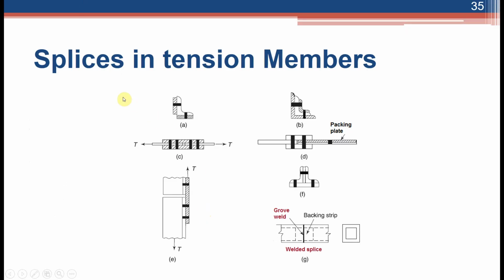Splices. So splices in tension members: here these two tension members are to be joined. These are connected together by using a splice. So this plate is nothing but a splice. Again these are the two cover plates, bottom and topmost plates, used as two butt plates.